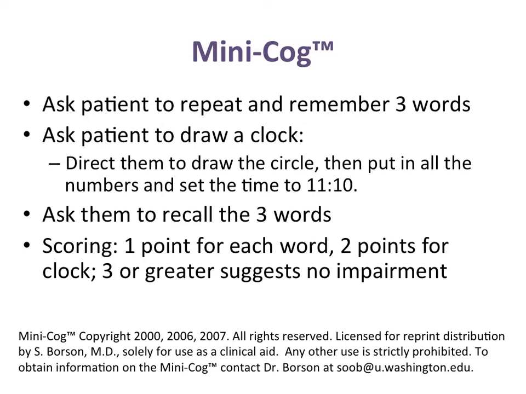The tool I use most often is the Mini-Cog, which consists of the following. Ask the patient to repeat and remember 3 words. Then ask the patient to draw a clock. Direct them to draw the circle, then put in all the numbers and set the time to 11:10. Ask them to recall the 3 words. The scoring is 1 point for each word, 2 points for the clock. A score of 3 or greater suggests no impairment.